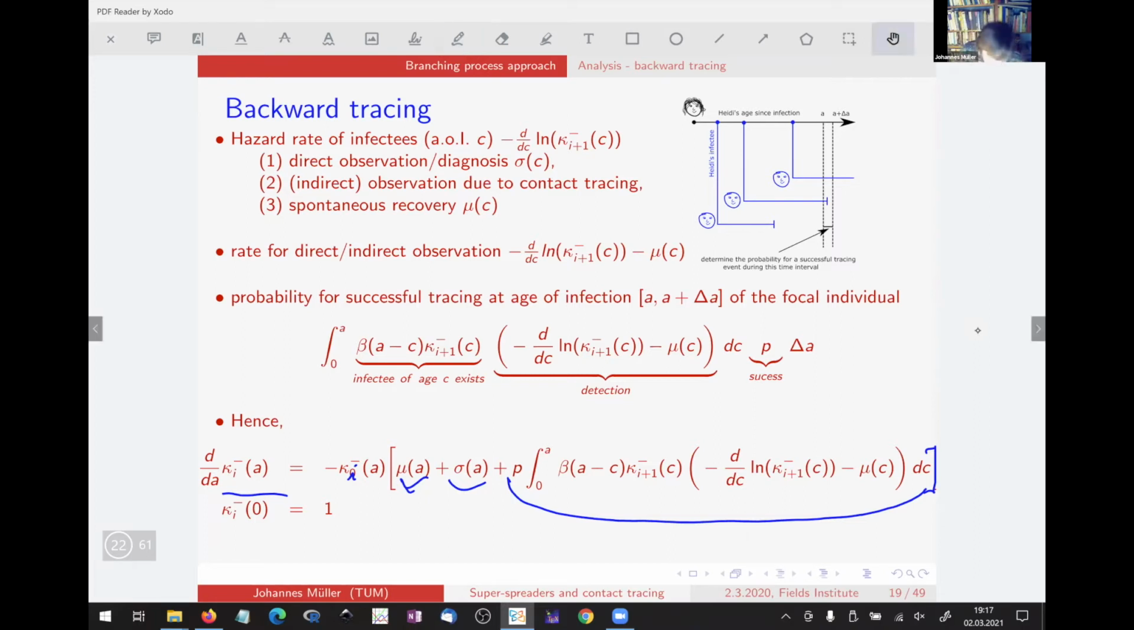The problem now here is, of course, we have here generation I for Heidi, and here generation I plus 1 for the infectees of Heidi. So the system is not closed. We need somehow to close the system, but that's simple.